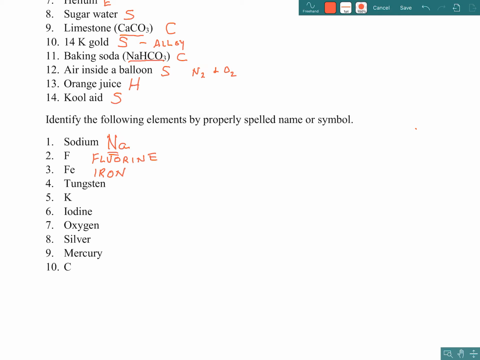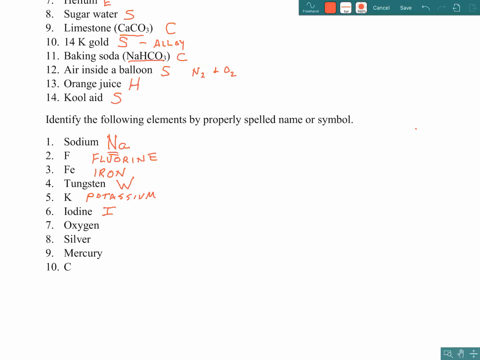Tungsten. You know what? That might not have been on your list of 31 now that I think about it. Well, let me give it to you. Tungsten comes from the German name Wolfram. In fact, it's not on your list. Don't worry about learning tungsten. But just for your information, it is a W. All right, number 5, K. What is the element K? Did you say or think potassium? P-O-T-A-S-S-I-U-M? I hope so.